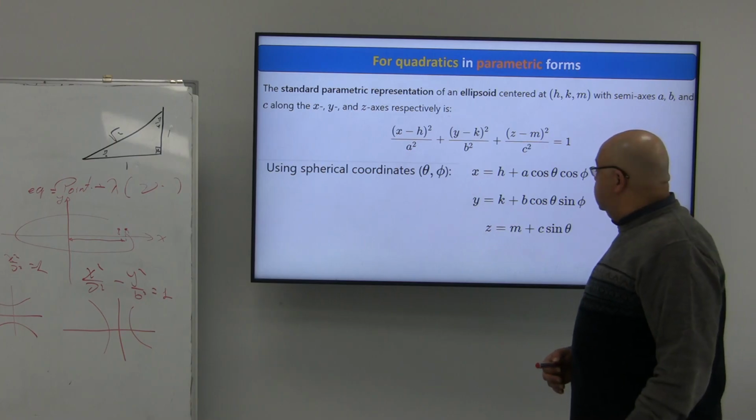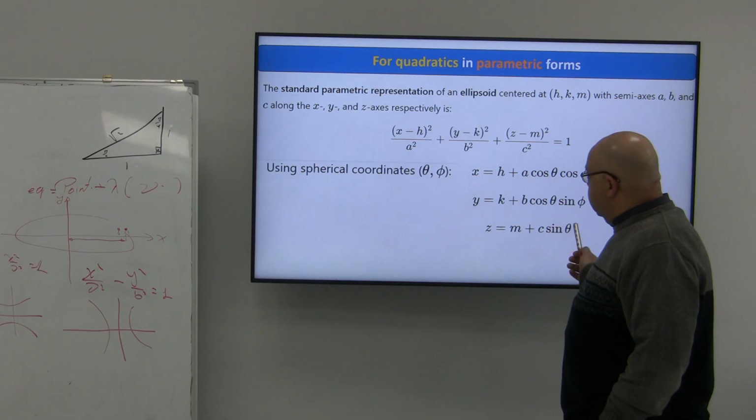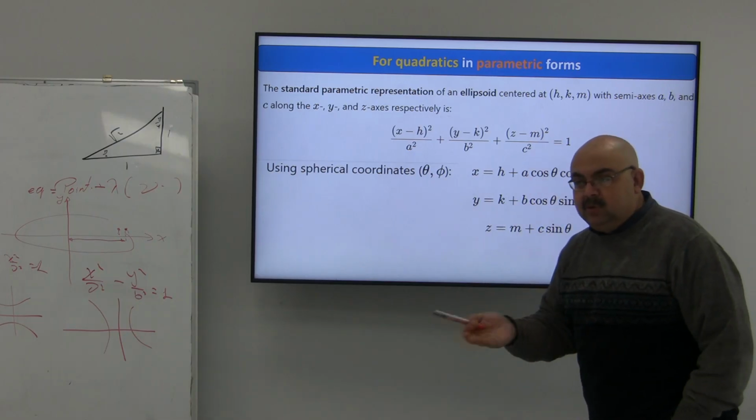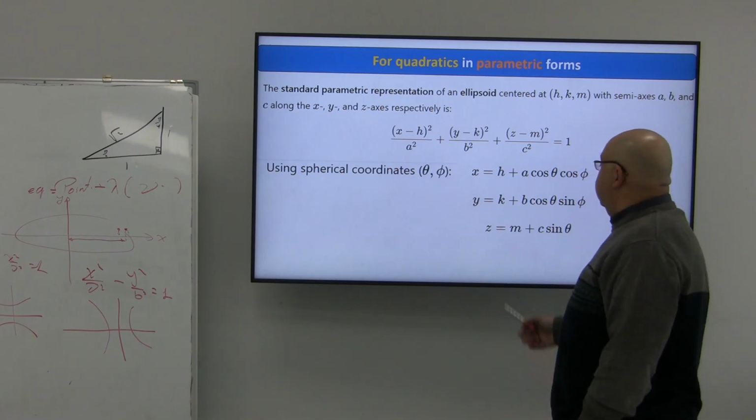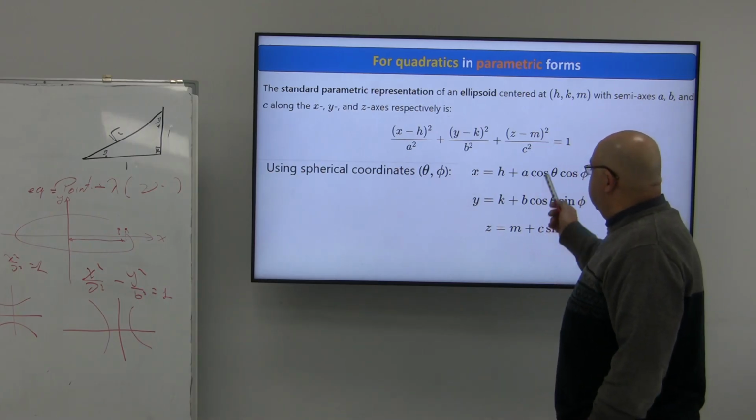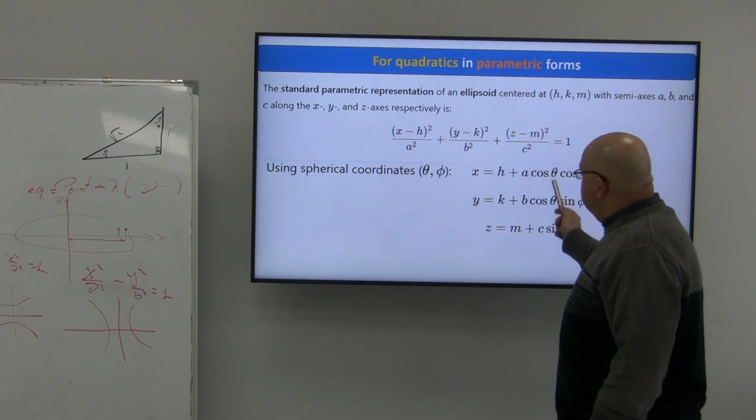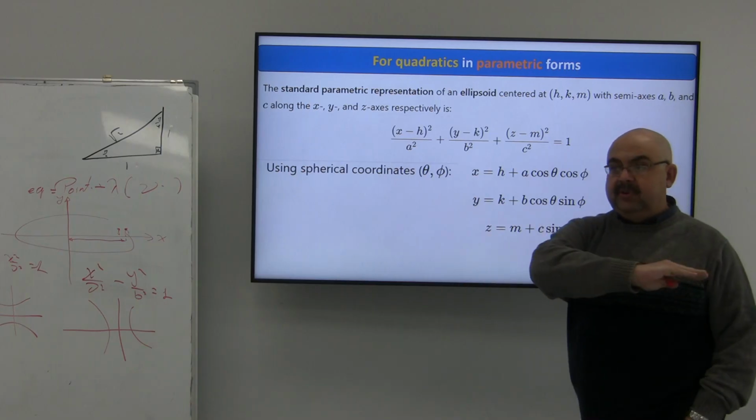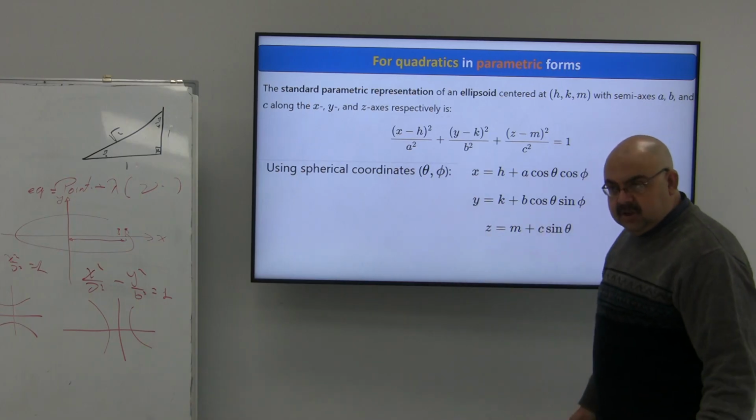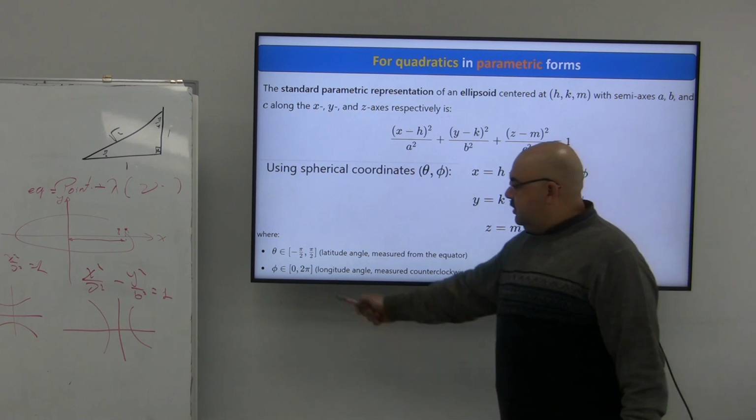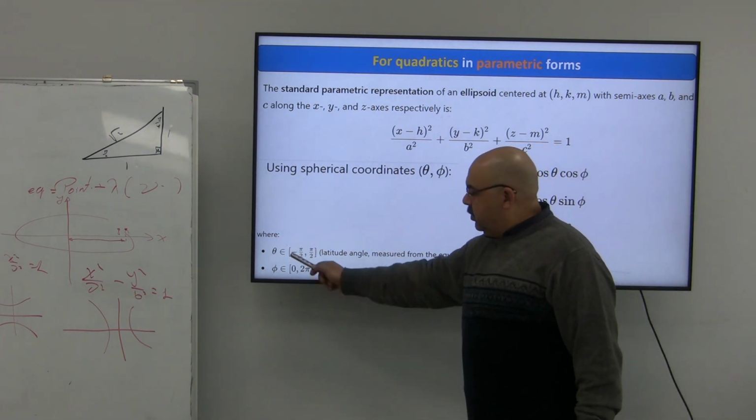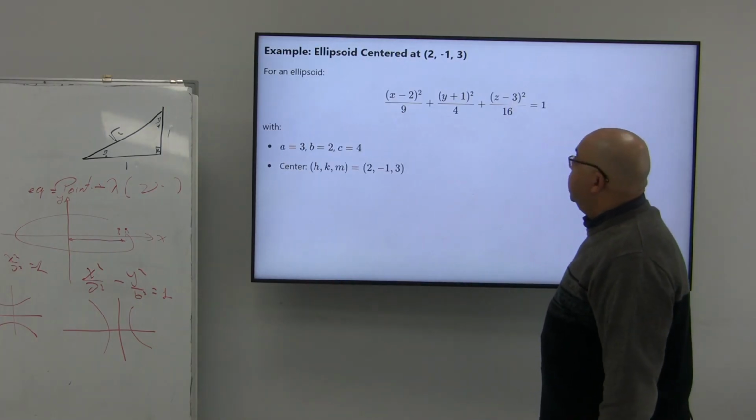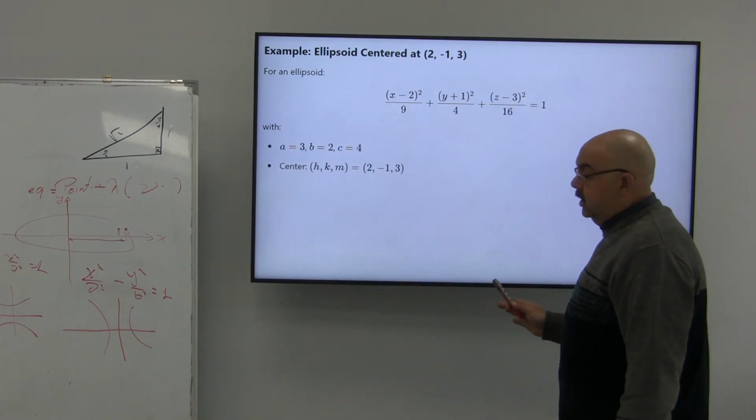The spherical coordinates go for z equals c sine theta, but you add m, which is the coordinate at the z, which is similar to what we did with the ellipse and the circle. And this is cosine theta sine phi, cosine theta cosine phi. Theta here stands for the angle from the z-axis, and phi stands for the angle that goes from 0 up to 2 pi. So that's the definition of theta, from 0 up to pi, or from negative pi over 2 to pi over 2. That one goes from 0 to 2 pi. That's a direct example on the ellipsoid.